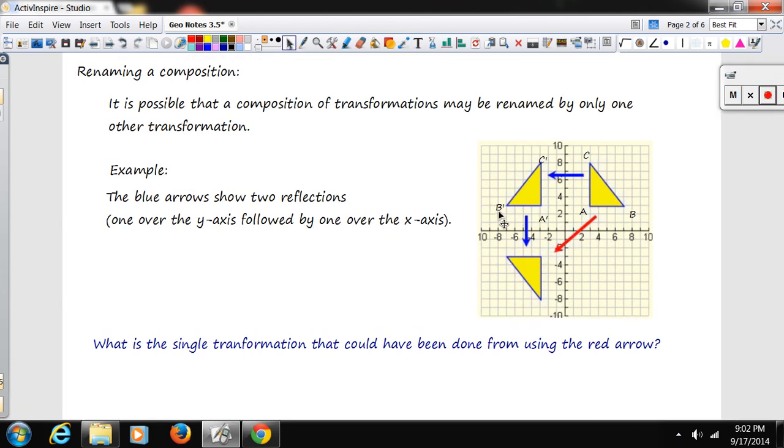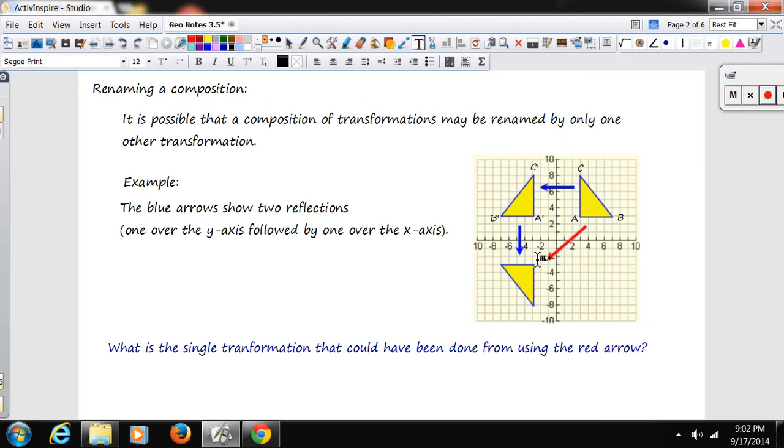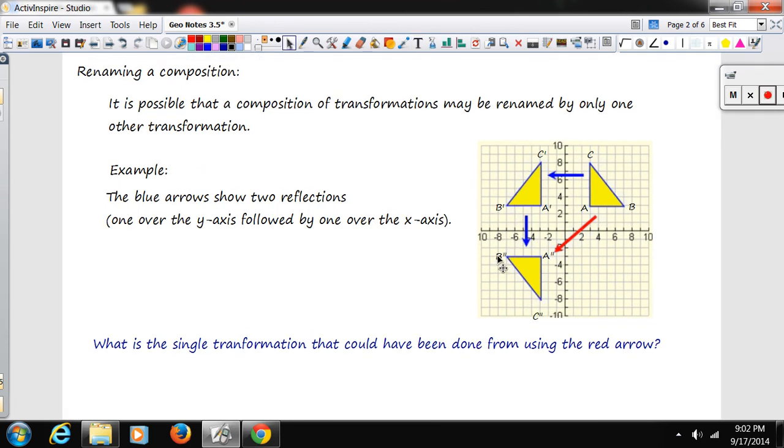Okay, let's put those next to little spots here. Then down here you'd have A double prime, you'd have B double prime, and you'd have C double prime. So that would be your second one. Now, how could I go straight from A to A double prime?